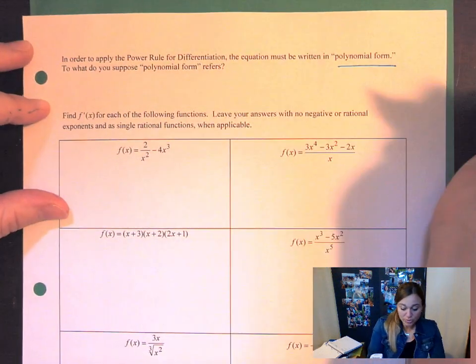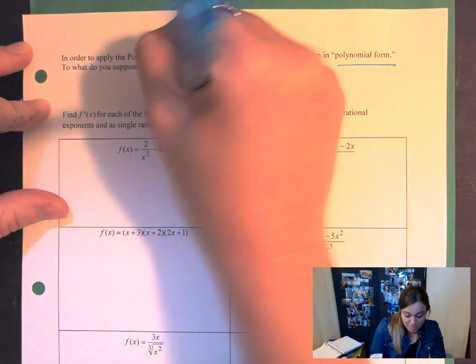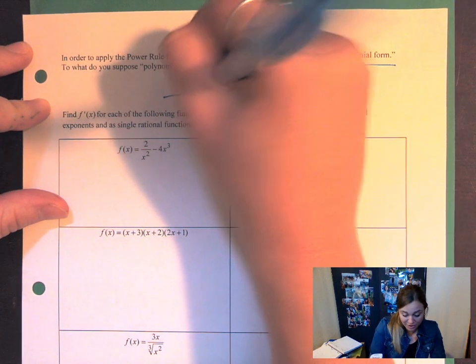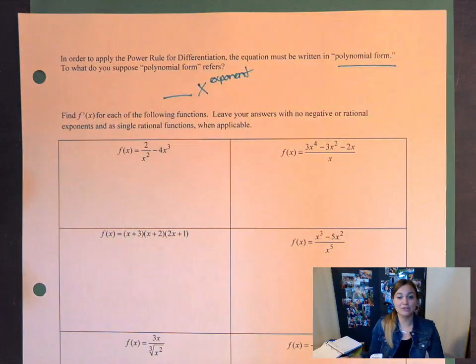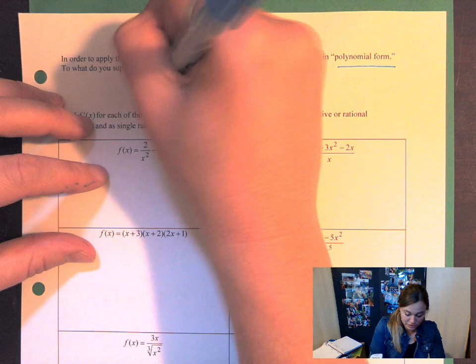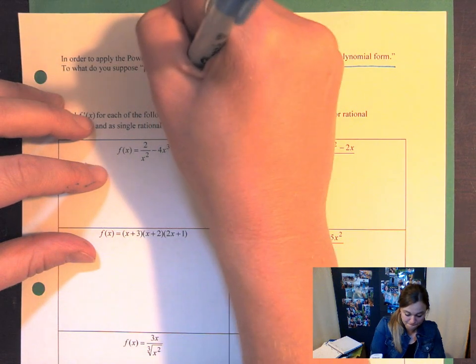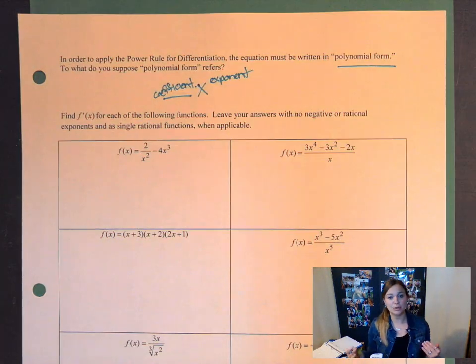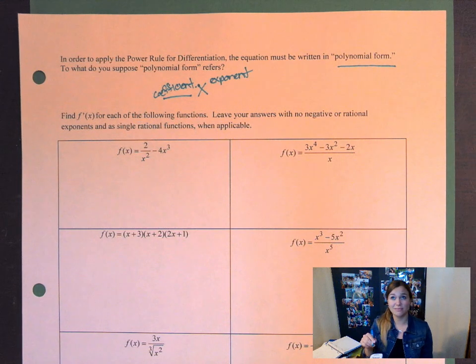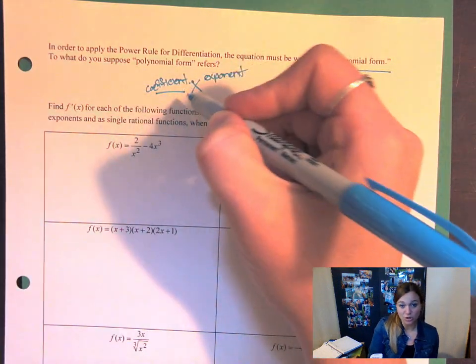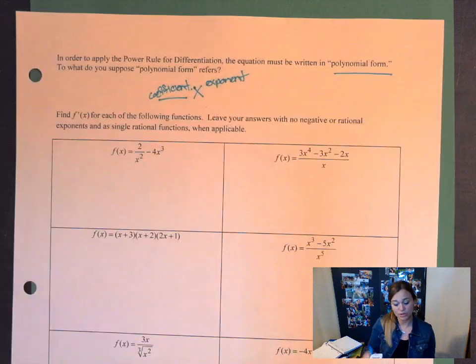If I write in polynomial form, I need some number times a variable raised to some exponent. It doesn't have to be an official polynomial where the exponents are all integers greater than or equal to 0. Anyway, it doesn't matter. Anything that looks like a coefficient times x raised to an exponent, we're good. We can use the power rule.